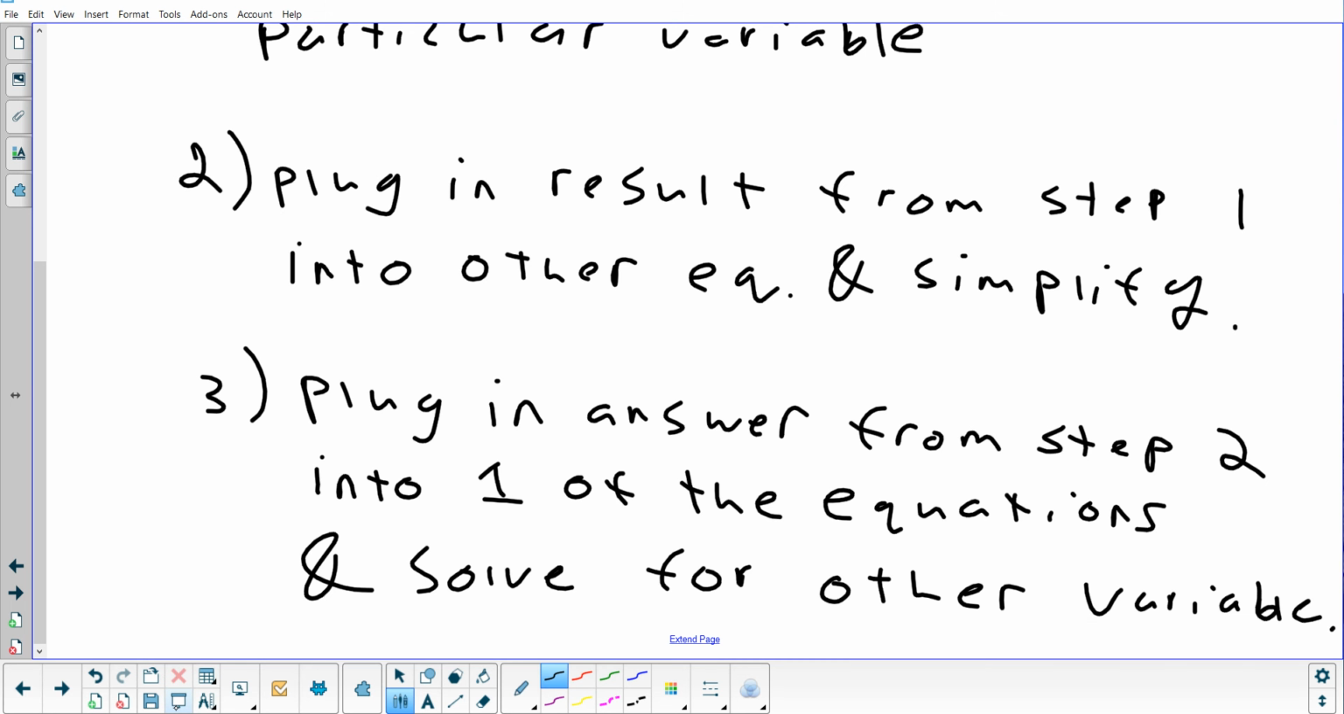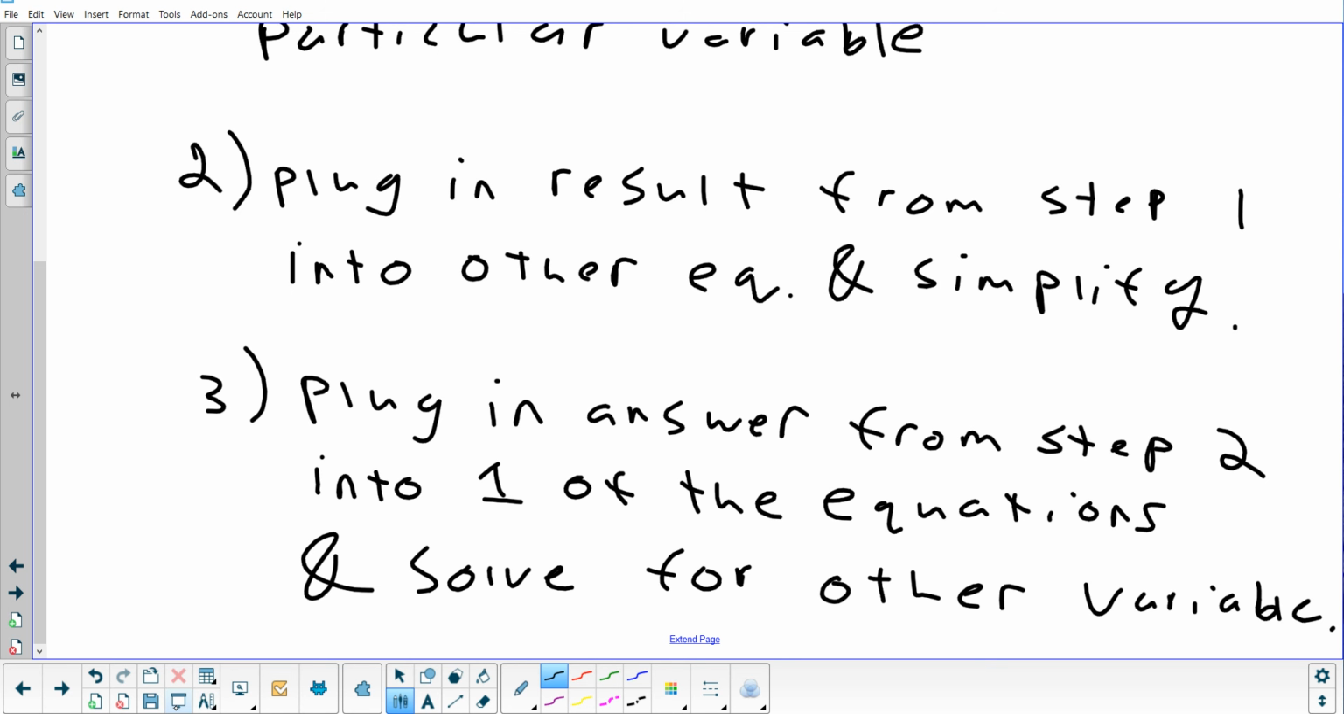Now you can do substitution with 3 variables. We're going to try to use a little bit better method. When we get to 3, we're going to stick with elimination. But with 2 variables, I'll show you both, substitution and elimination.